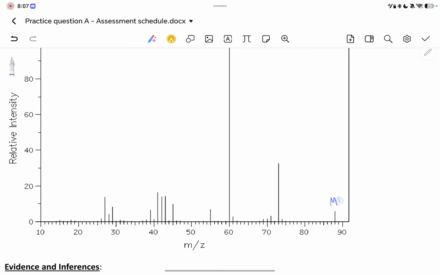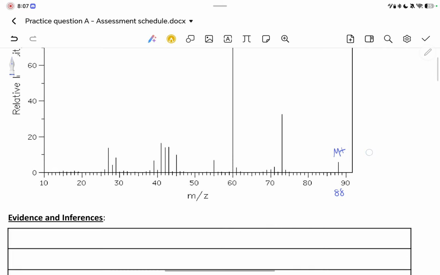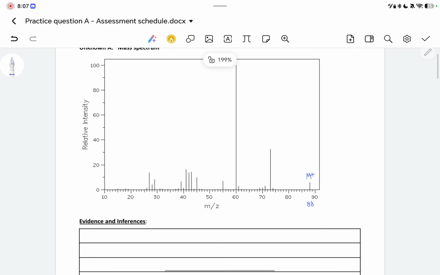First of all, we can see that this is the M+ peak at 88. This number is even. Using the nitrogen rule, it means that there are no nitrogens. Hence, between carboxylic acids and amides, we can rule amides out. So it's a carboxylic acid.